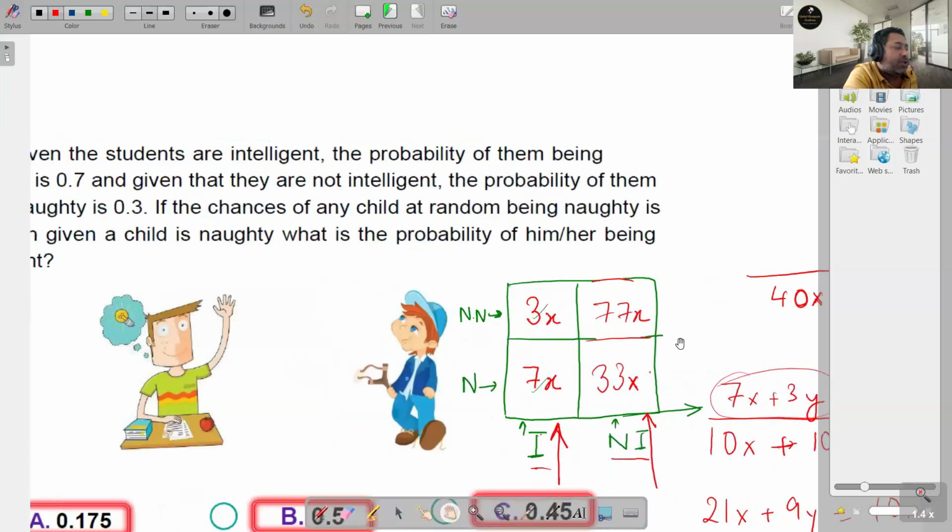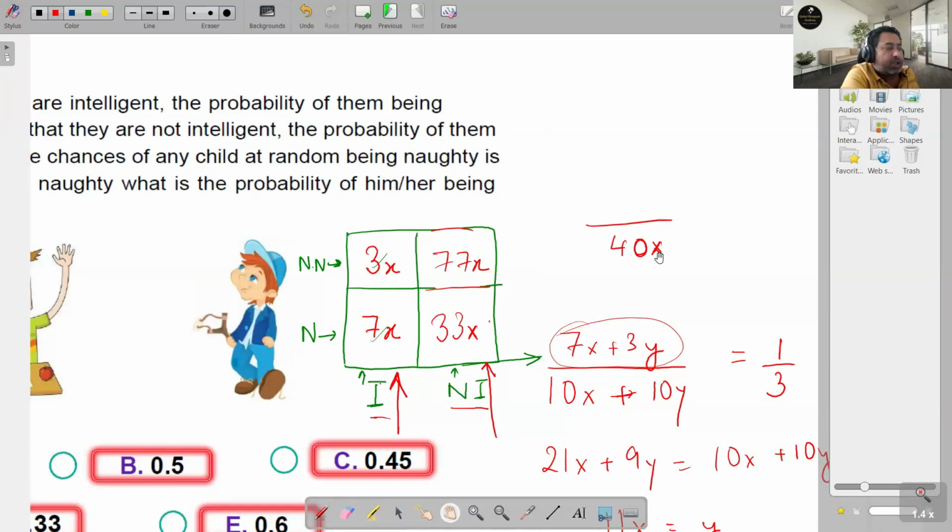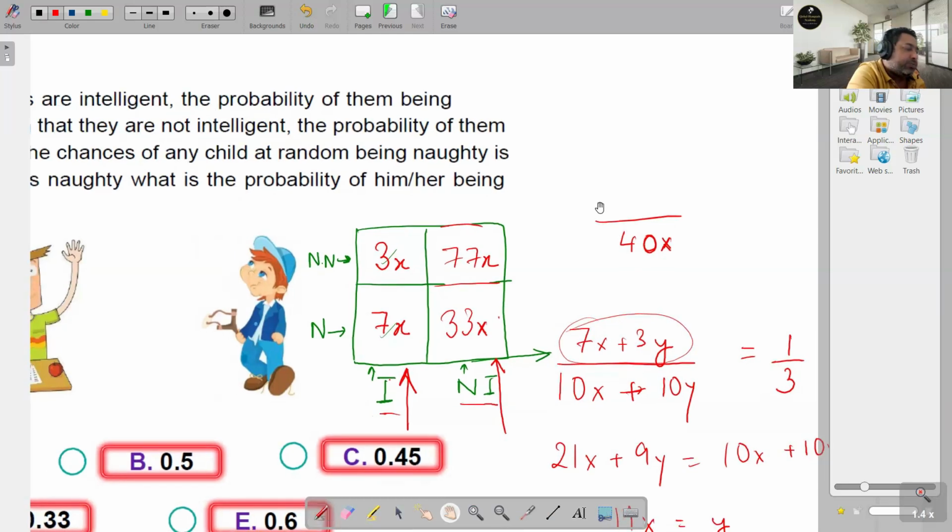7x of them are intelligent. Okay. What is the probability of him being intelligent? So we take all the naughty children, and out of that we take the children who are naughty and intelligent. Correct. So that will be 7x. And this is what we need to calculate.